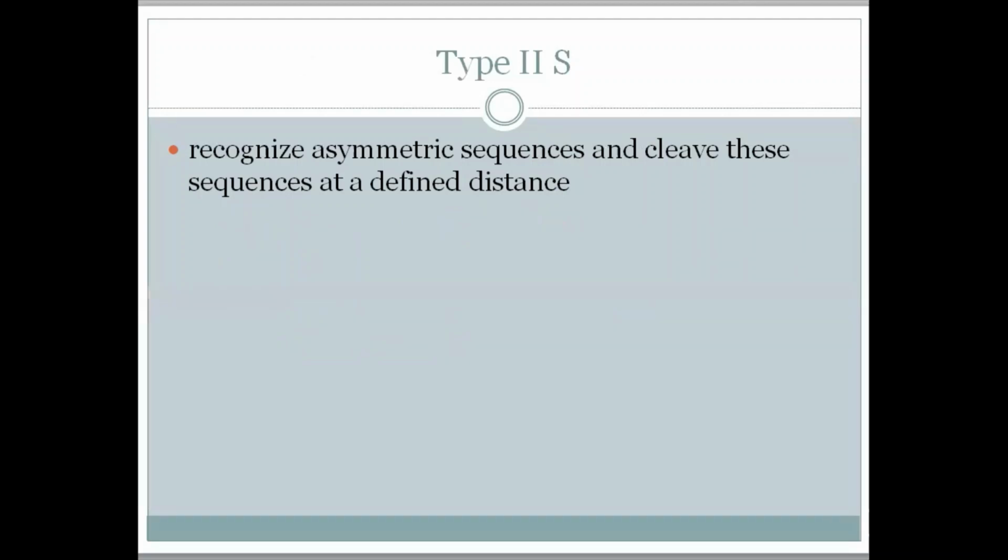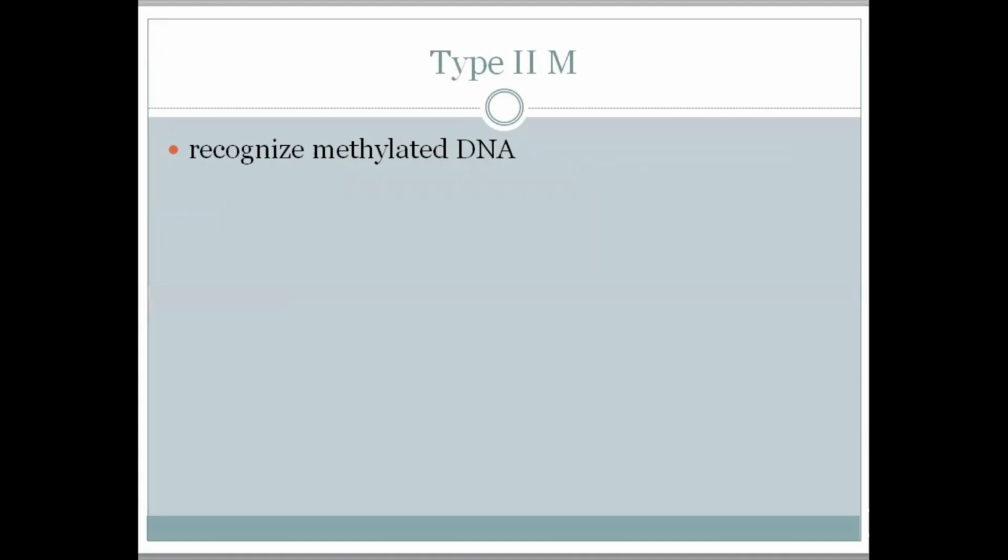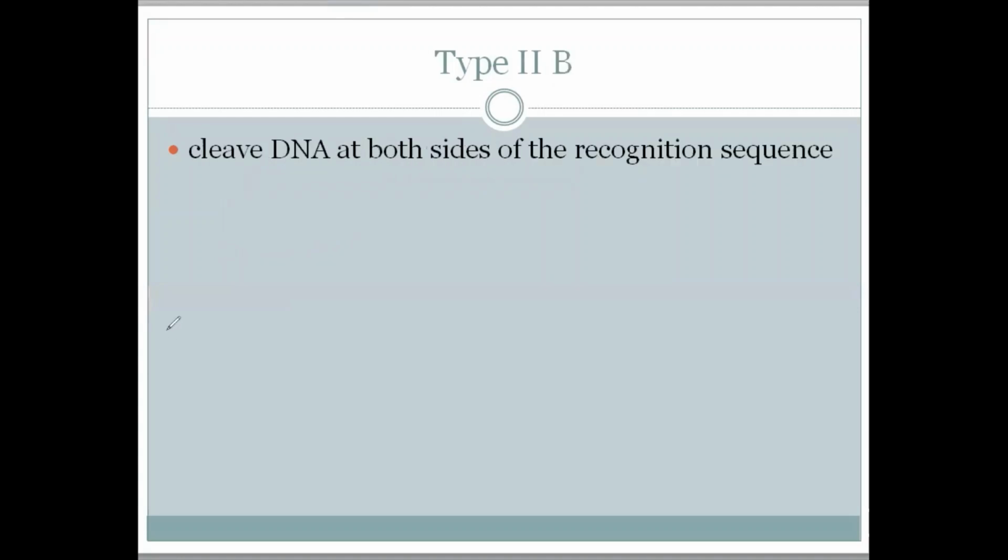Let's go to the next one, that is type 2M. As the name says, M means methylation. So it recognizes methylated DNA, the DNA which is methylated. And an example for this is Dpn I. Great, easy.